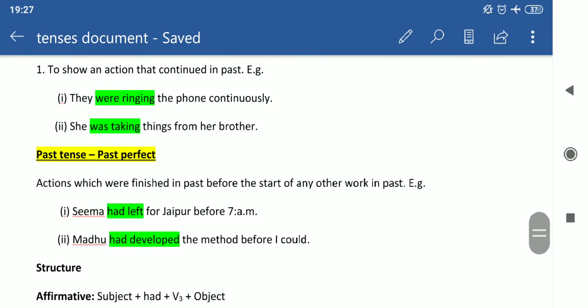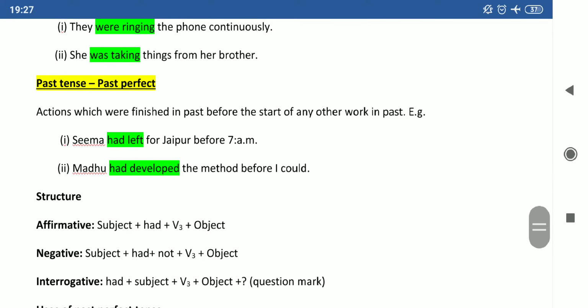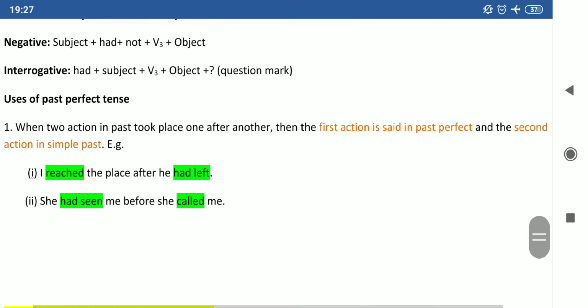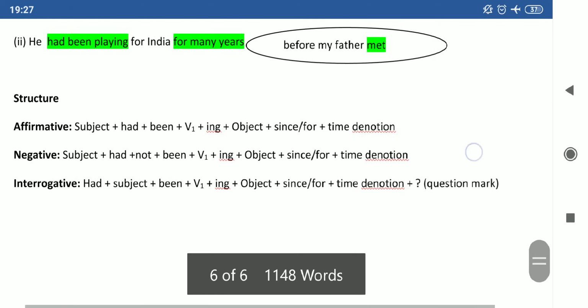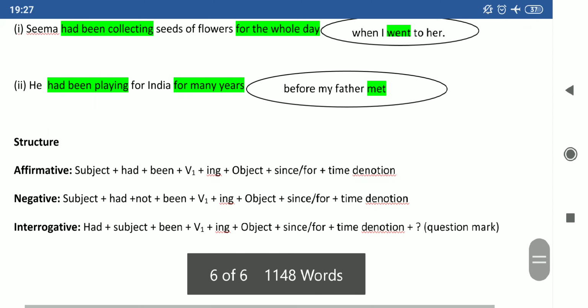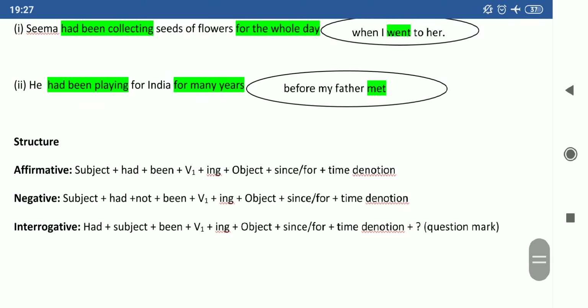And past perfect is used when there were two actions. One happened first, the second finished at the second time. For the first action, you will use past perfect, and for the second action, you will use simple past tense. Hope you understood it, but I'll suggest that you go through it again to have a better understanding.